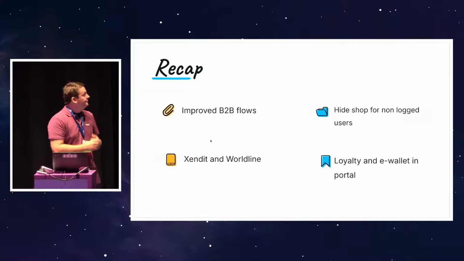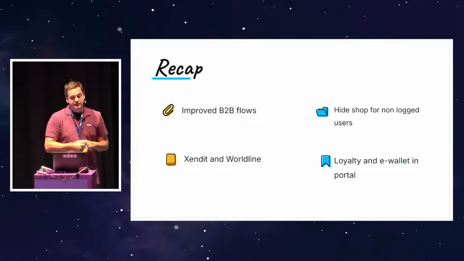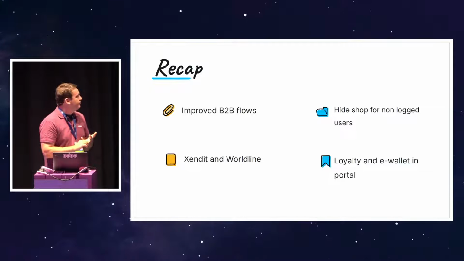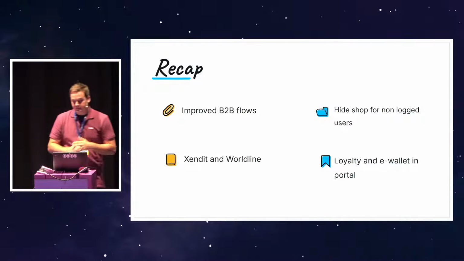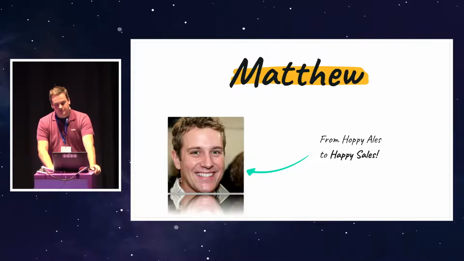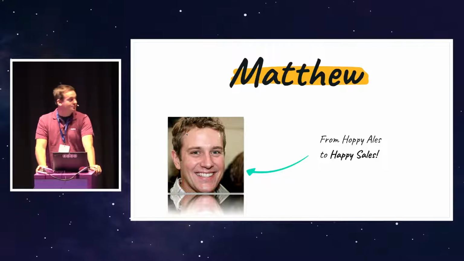So as a recap, we improved the B2B flows. We can now hide the shop for not logged in users. We added Xendit and Worldline. And we now have the loyalty and the e-wallet in the portal. So Matthew is now happy. He has a good e-commerce, and he goes from happy sales to happy sales.